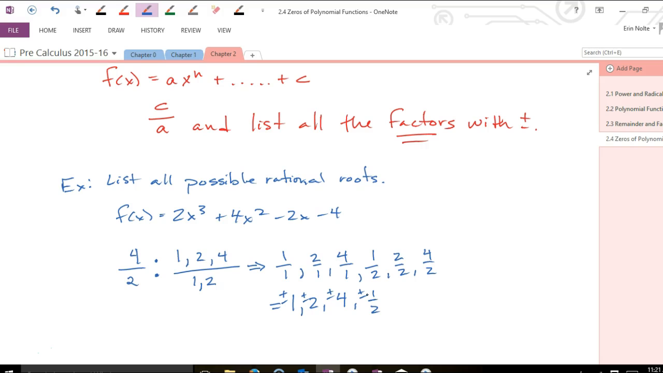So I could have 1, 2, 4, 1/2, and I could also have negative 1/2, negative 2, negative 4, negative 1. But I thought there could only be 3 since it's up to the third. Right, exactly. So it's possible that 3 of those are actual zeros. It's possible that only one of those are possible zeros. It's possible that none of those are zeros.